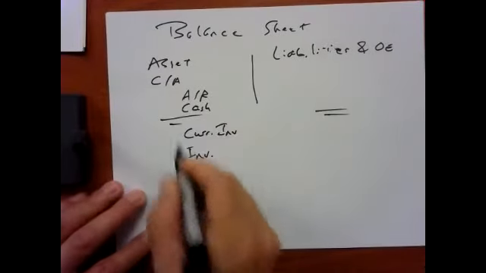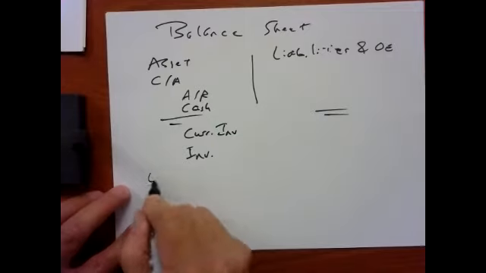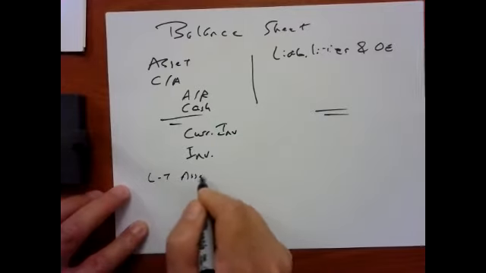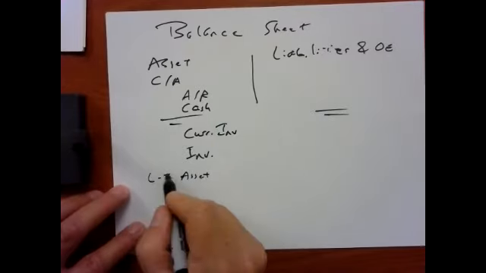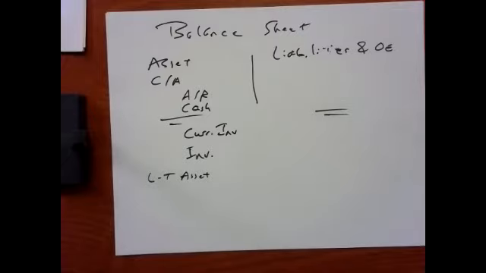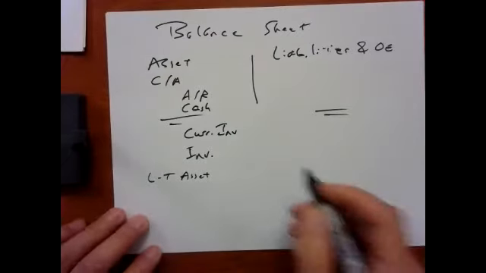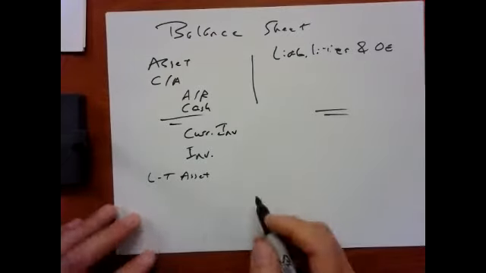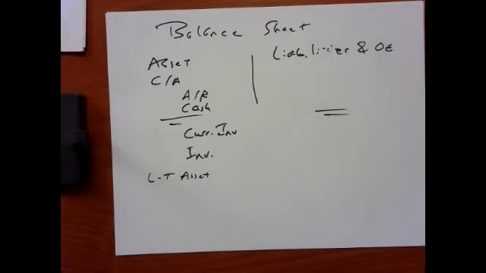So current assets, then under assets, we have long-term assets, which is the next section. And what do we have under long-term assets? So I started to talk about financial assets and real assets. Question?